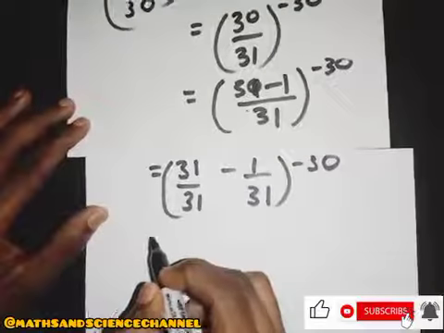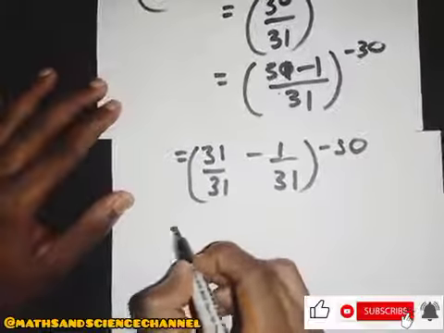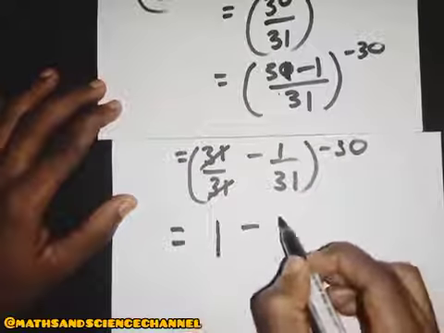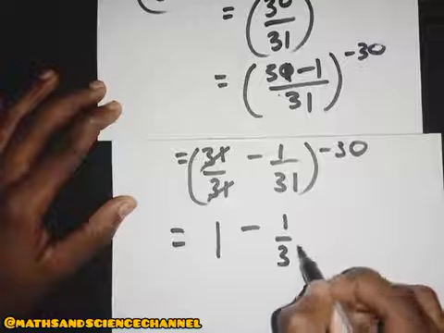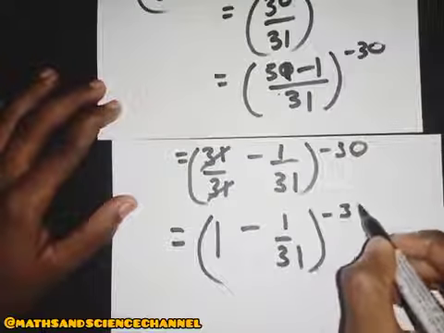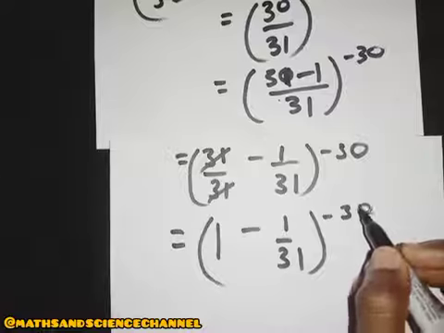Now from here, what I'm going to do next is to further simplify that. This cancels that, and we have 1 minus 1 over 31, and therefore to the power of 30. Now this is what we have.